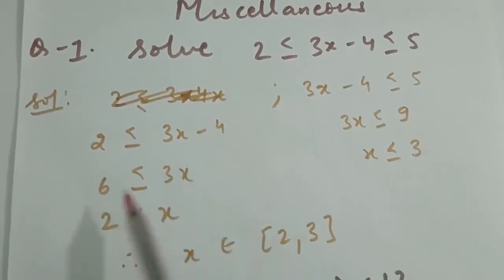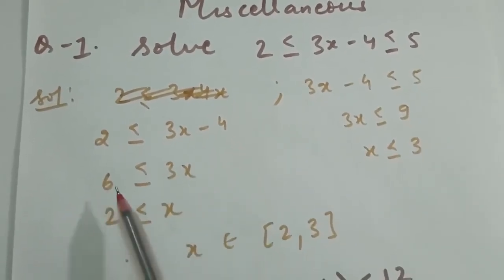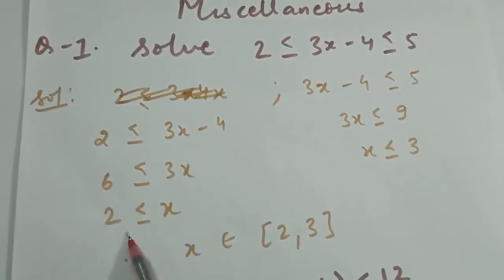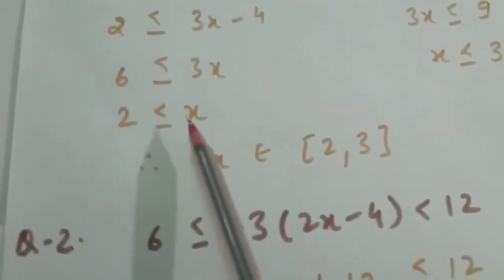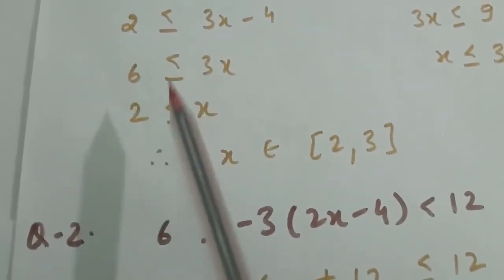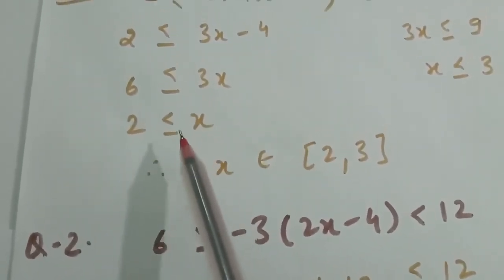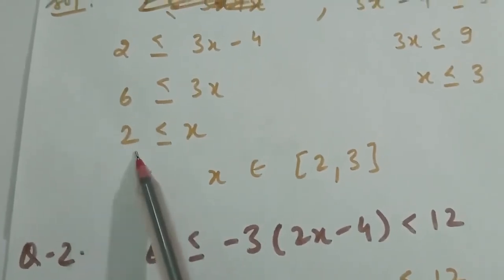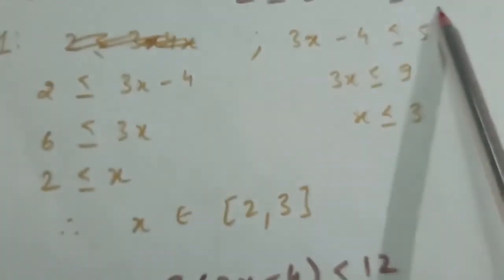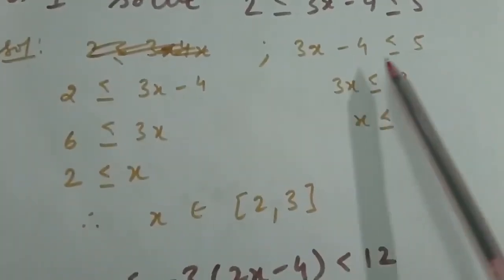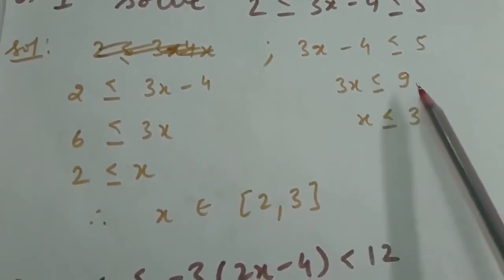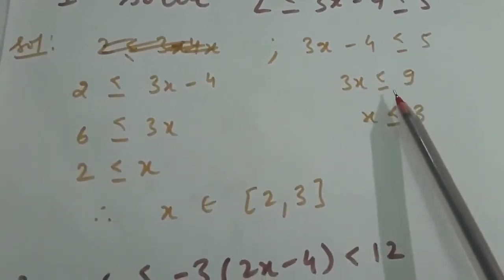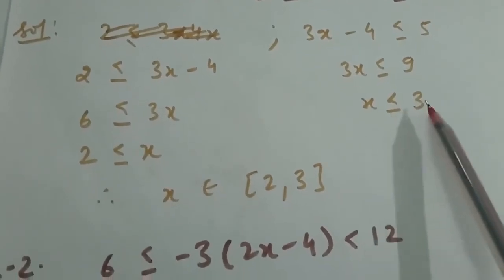3x − 4 ≥ 2. Adding 4 on both sides, you will get 6 here. Now dividing both sides by 3. As we divided by 3, 3 is a positive number, therefore the sign of the inequality will not change. So x ≥ 2. Now taking this part, you will get 3x − 4 ≤ 5. Adding 4 on both sides, you will get 3x ≤ 9. Then dividing it by 3, so x ≤ 3.